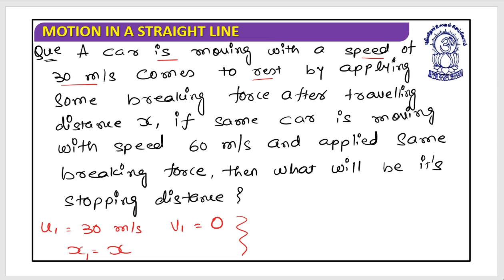And if the same car is moving with a speed of 60 meter per second, that means u2 is given, that is 60 meter per second, and the same braking force is applied, that means the acceleration, I mean the retardation, is the same, then what will be its stopping distance? It is the distance when the car comes to rest, so v2 would be 0, and I need to find out x2. I hope you understand this situation.